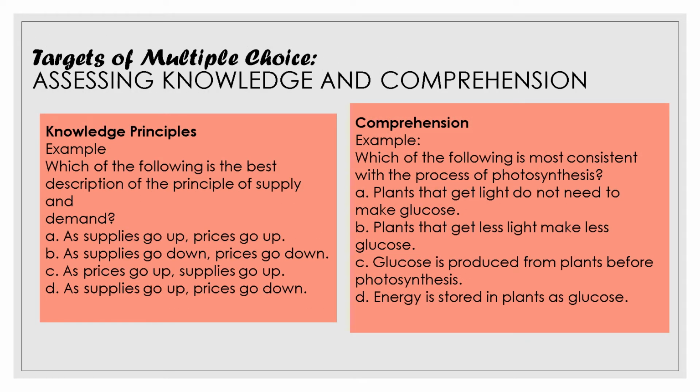Multiple choice items are useful in measuring knowledge of principles. As you can see in the example, we are looking at the description of the principle of supply and demand. In assessing comprehension, we check if the student can correctly identify explanations and examples, interpret and predict, and convert and translate.